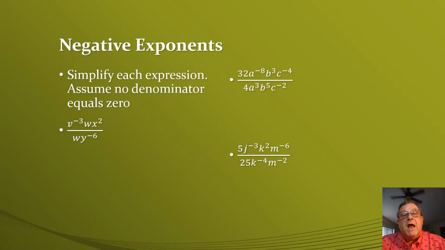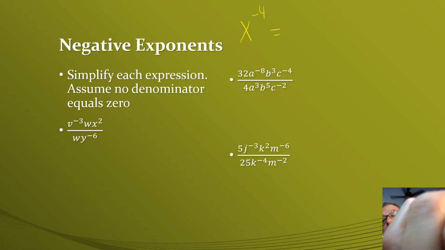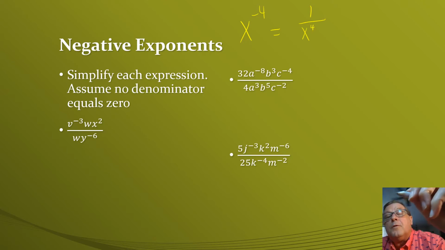What about negative exponents? Well, when we have negative exponents, this is what happens. Let's say that we've got x to the negative fourth. Well, that negative exponent is going to place that variable in the denominator. It's going to go from a numerator, x over 1, to 1 over x to the fourth.